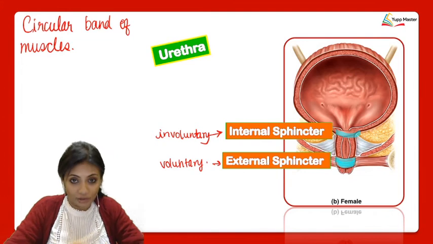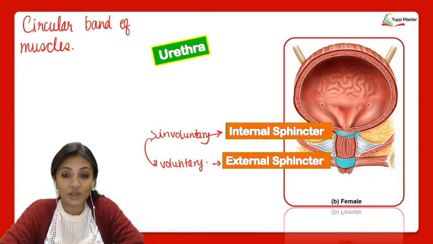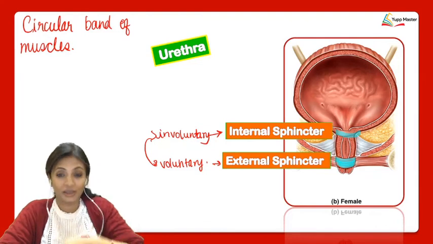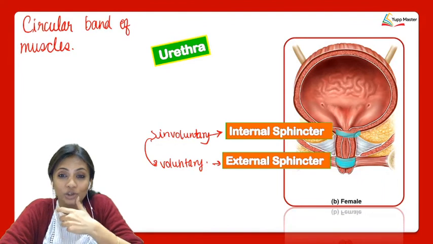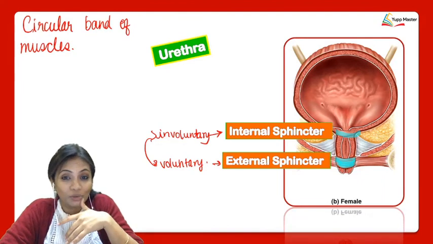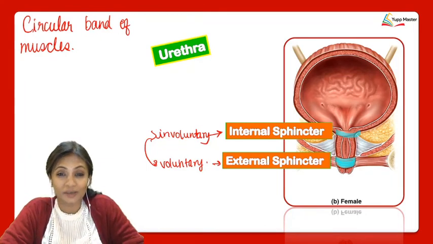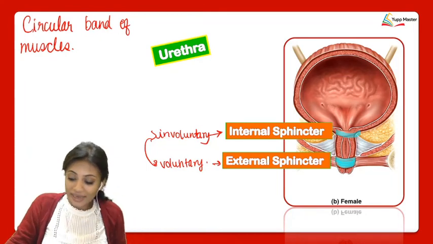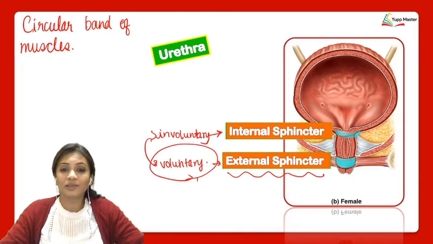Just imagine if it was the opposite way, and the external sphincter was involuntary. Then wherever you would go, you wouldn't have control over passing urine, and you would just pass it whenever you felt like it. So thank God that the external sphincter is voluntary, and we are able to control that.